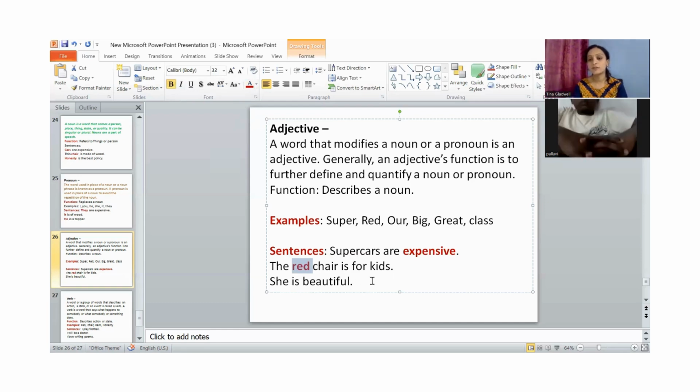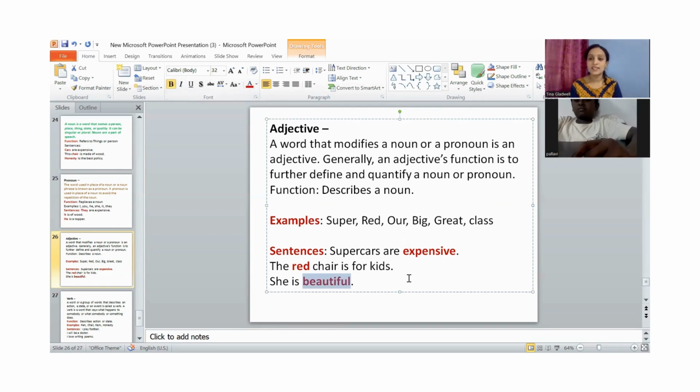She is beautiful. Do you want to try this? She is beautiful. Which is the adjective here in the sentence? She is beautiful. She. Beautiful. She is a pronoun. Okay, so don't get confused. She is a pronoun. Beautiful. What kind of a person is she? She is beautiful. So I told you adjectives are describing words. It describes a person that she is beautiful. So the word beautiful here is an adjective.